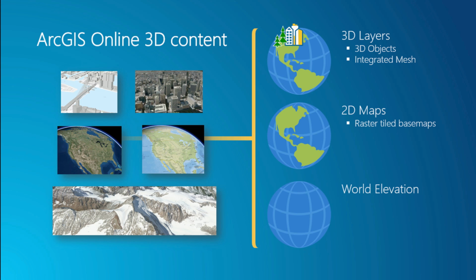We also provide a variety of different content that you can use and leverage as part of the platform. And so ArcGIS Online provides 3D content that includes 3D layers. So 3D objects that we saw a little bit earlier in this presentation that in most cases represent buildings for cities around the globe. Integrated mesh examples for being able to work with an integrated mesh solution. We have obviously a variety of 2D maps, raster tile based maps that you can leverage and that we leverage within 3D as well. And a world elevation layer that you can take advantage of. That's available as part of online. So these things are available to you. They're available for you to use within 3D.